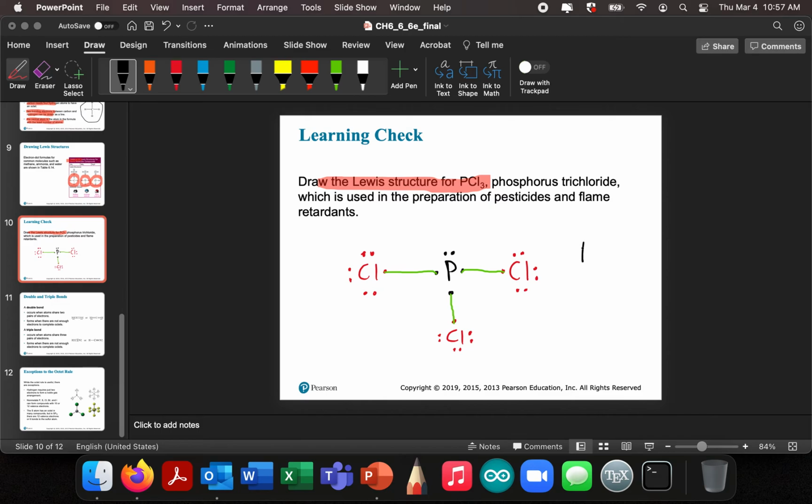You might have drawn one like this. Phosphorus, getting sick of making big dots. So I'm going to make some small ones here. Hopefully you can see them okay. Oops, I didn't see that one. Okay. So these are both legitimate Lewis dot structures. Well, they're really kind of the same thing, aren't they? Legitimate Lewis dot structures for phosphorus trichloride.